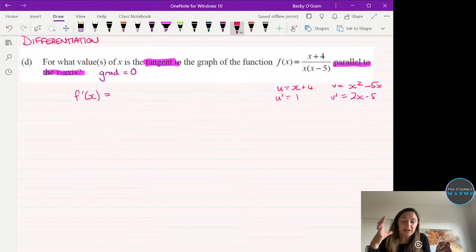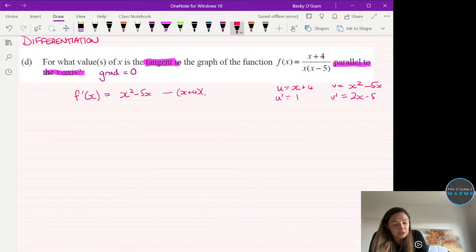Right, now, f dash of x, put that together in our quotient rule formula, which you can find on the formula sheet should you need to. We're starting with v and timesing it by du, so that's x squared minus 5x times by the 1. Now we will subtract u times dv, so that is x plus 4 times by the derivative of v, which is 2x minus 5. That will be all over v squared, x squared minus 5x all squared.